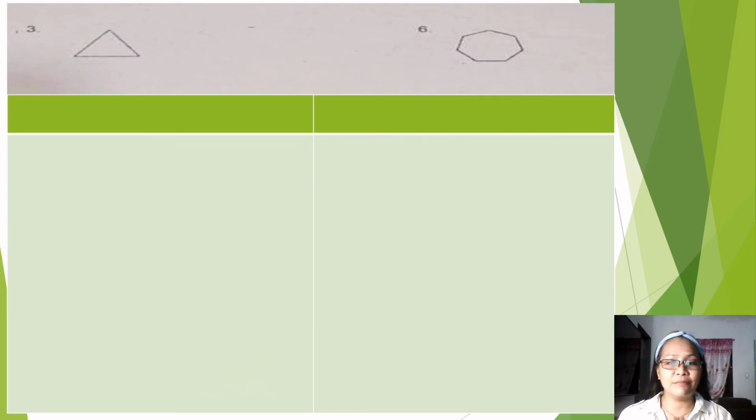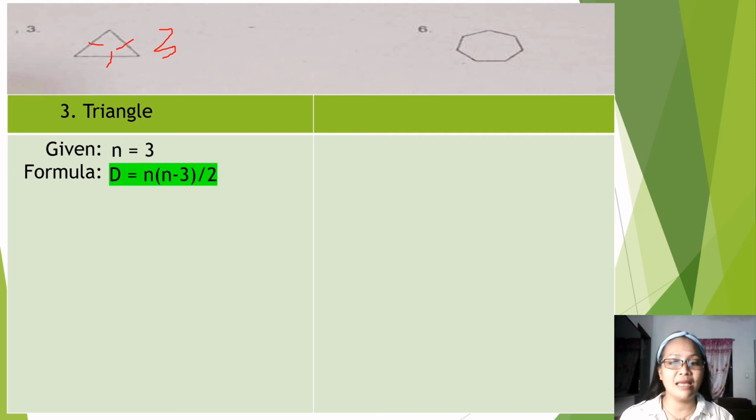Next example. So first we need to count the number of sides. So 1, 2, and 3. So it is a three-sided polygon, and we call it triangle. Then find the given. Of course, our N is equal to 3. Then for our formula, we have D is equal to N times (N minus 3) divided by 2.